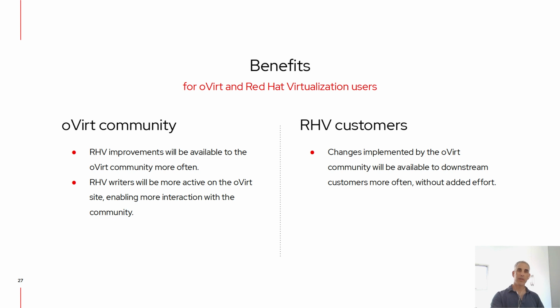So, let's talk about the benefits. For the oVirt community, Rev improvements will be available to the oVirt community more often. Rev writers will be more active on the oVirt site, enabling more interaction with the community. For Rev customers, the changes implemented by the oVirt community can be available to the downstream customers as often as to the community, because community contributions are already present in the repo, which is different from the downstream first model, where writers need to manually merge community content, which does not usually occur in a timely manner.